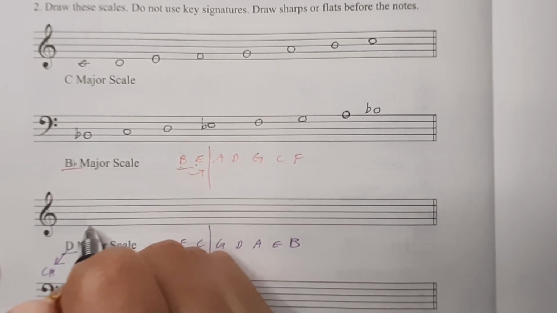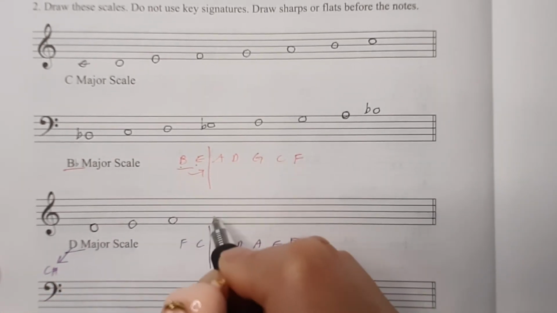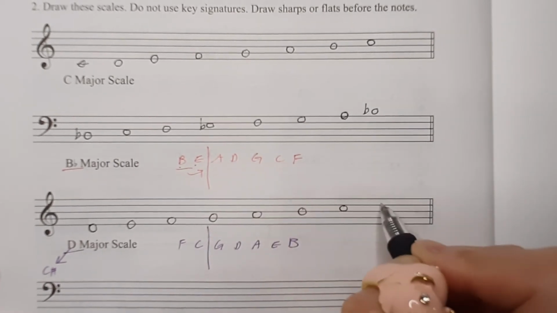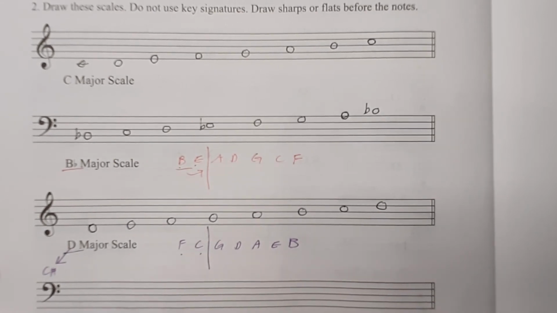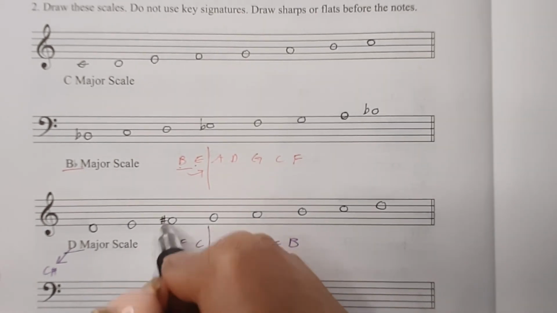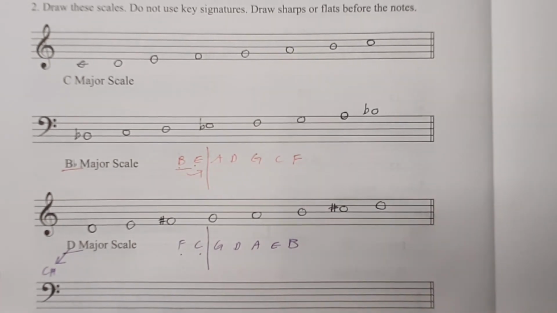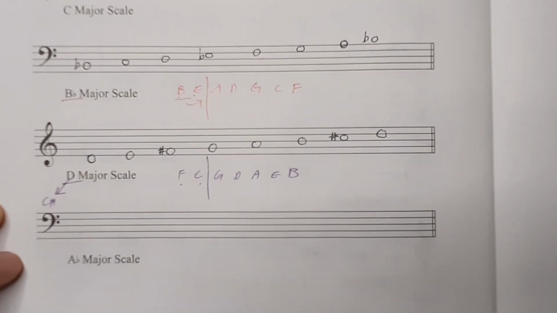Let's draw the notes from D to D. D, E, F, G, A, B, C, D. Now what do you have to sharp? F and C. Now where's F? Right there, the third one. And where's C? It's up here, the seventh one. That's good.